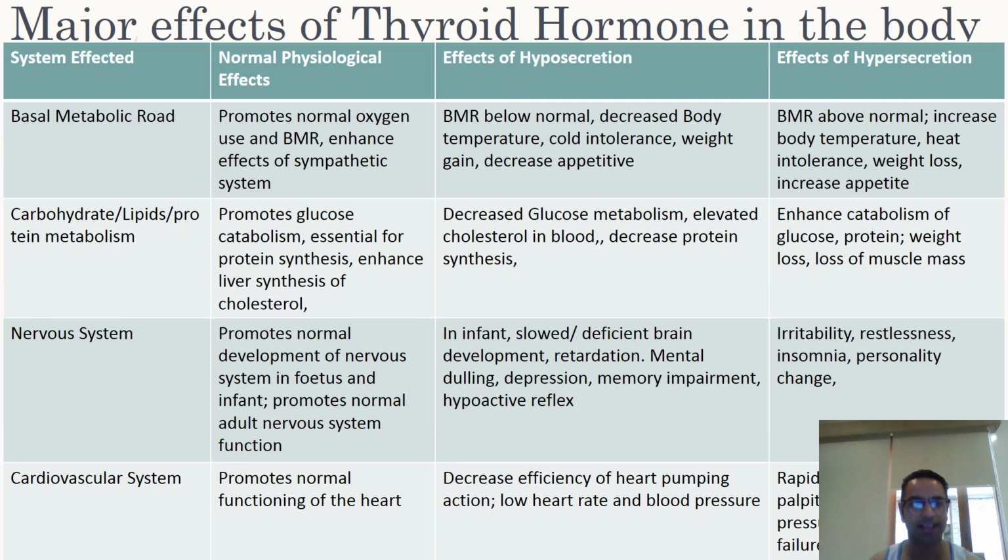The second point is carbohydrate, lipid, and protein metabolism. The normal function promotes glucose catabolism, is essential for protein synthesis, and enhances the liver synthesis of cholesterol. But in hypo, it does the other way around. It will decrease glucose metabolism, elevate the cholesterol in blood, and decrease protein synthesis. That means you cannot build muscle if you do not have enough thyroid hormone in the body. And the hyper would enhance the catabolism of glucose and protein, causing weight loss and loss of muscle mass.